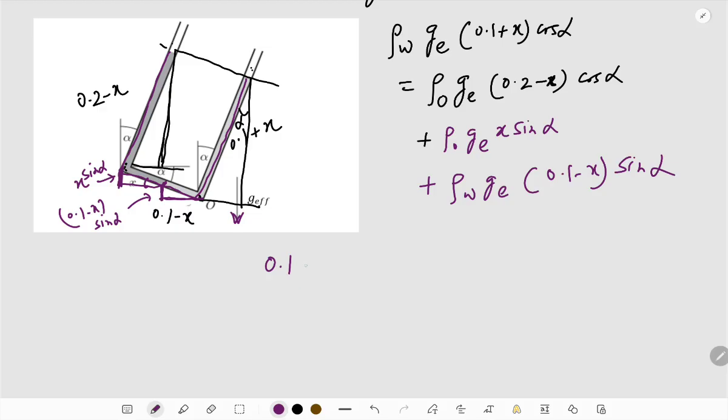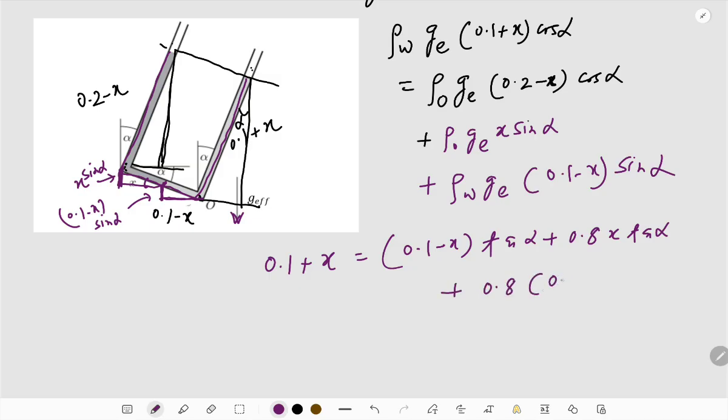I have earlier found it, 0.1 plus x equals 0.1 minus x tan alpha plus 0.8 x tan alpha plus 0.8 times 0.2 minus x, every time with cos alpha, and everything with cos alpha is not with a tan alpha, and every time with sin alpha will convert into tan alpha, and you can find the value of x from here.